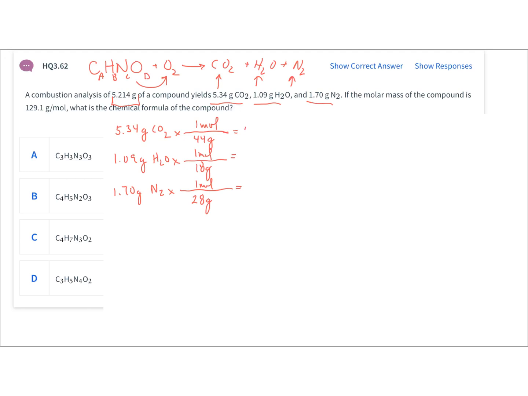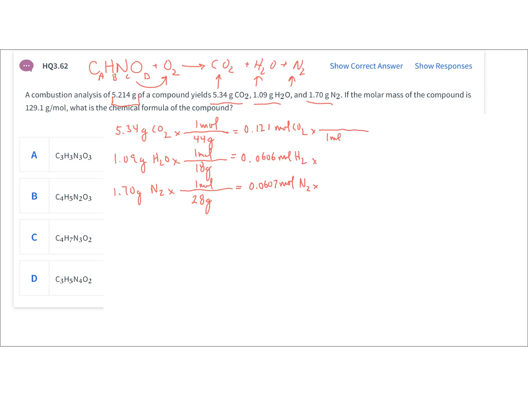So after step 1, we've got 0.121 moles of CO2. I have also 0.0606 moles of water and 0.0607 moles of nitrogen. Now I need to find the moles of carbon, hydrogen, and nitrogen.